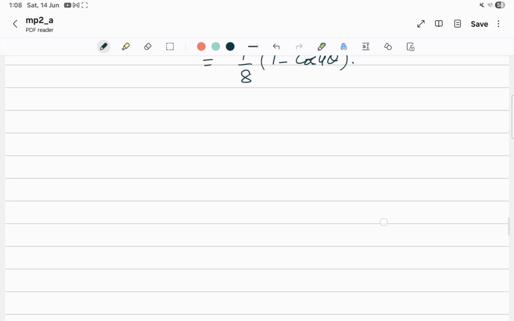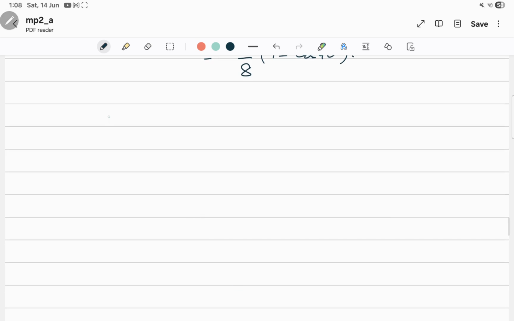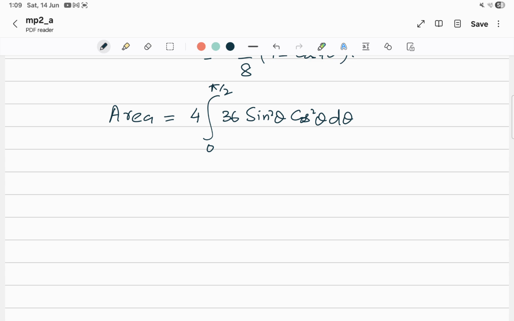So in the part A, we already proved that the area of the shaded region is the integral 0 to pi by 2 of 36 times sine square theta cos square theta d theta. This was the area of the shaded region, and you can see in the total figure, the total curve, we have 4 parts of the same kind, and the shape is symmetric. So if you times this integral by 4, you'll get the total area of the curve C.